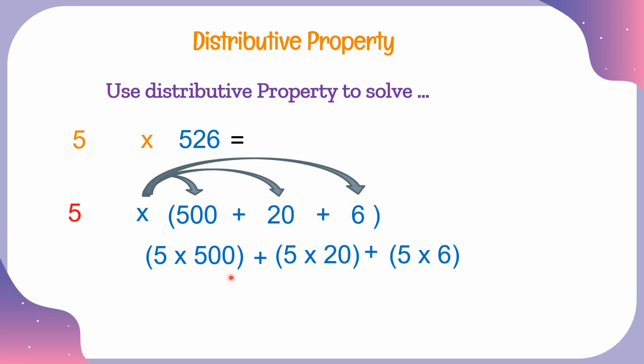What is 5 times 500? Equals 2500. And 5 times 20 equals 100. 5 times 6 equals 30. Now I have three partial products. I will add them to find the final product, which is 2630. Do you think you can use distributive property to multiply four digits by one digit number? What do you think?